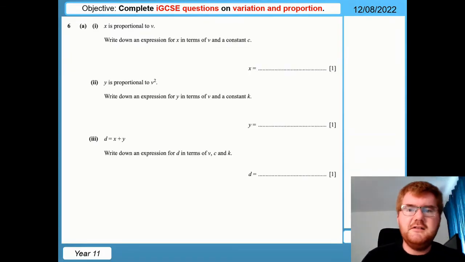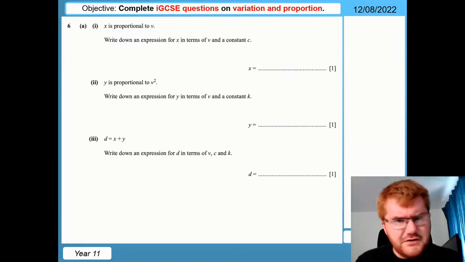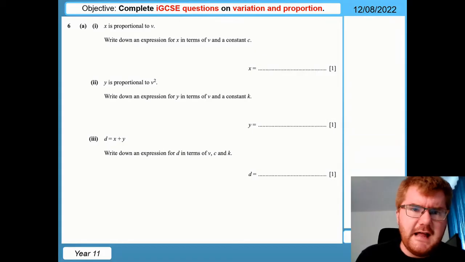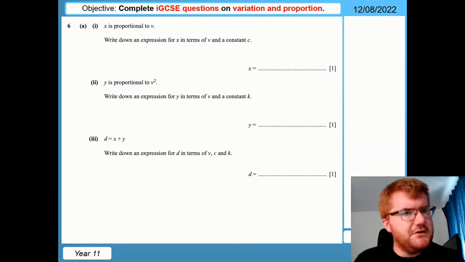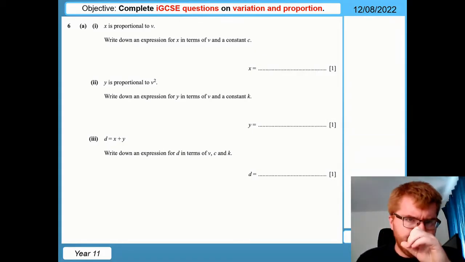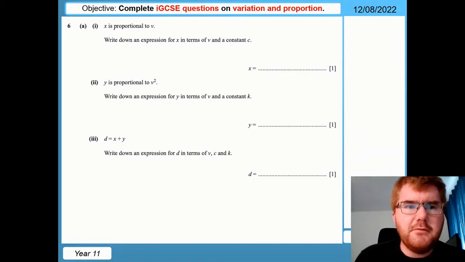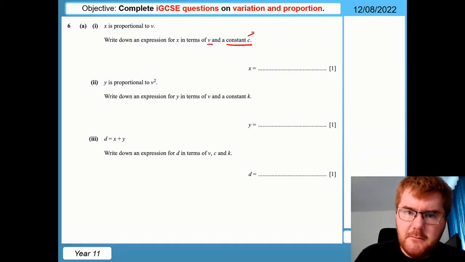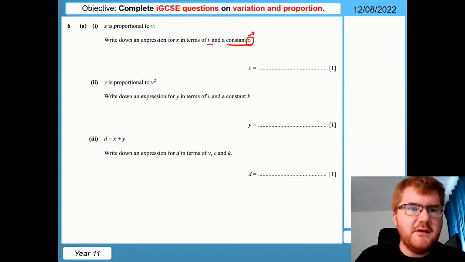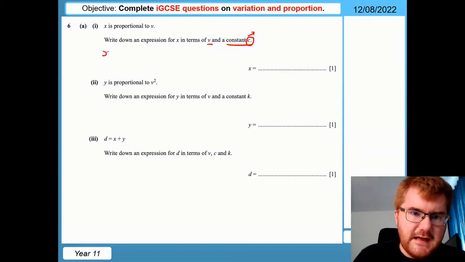Right, let's continue. This is a slightly strange question. This is a paper 4 question, and just make sure you go through this nice and carefully with me. So first of all, x is proportional to v. Write down an expression for x in terms of v, and our constant here, we've used k so far, but notice we want to use c here for our constant. So x is proportional to v.